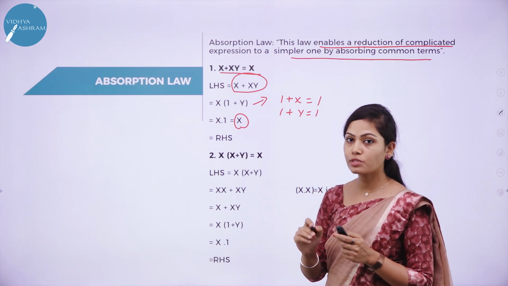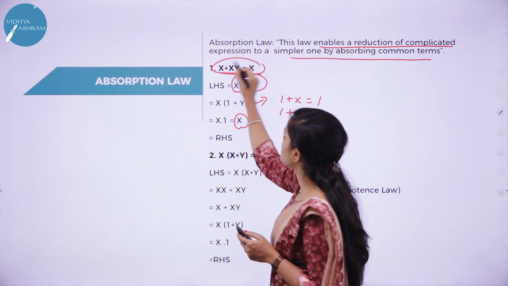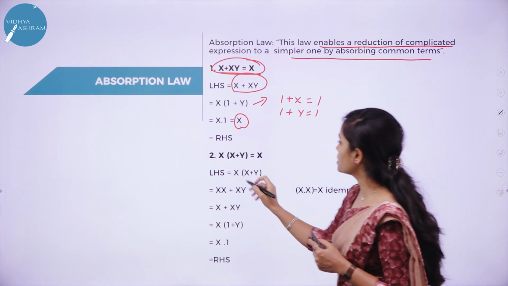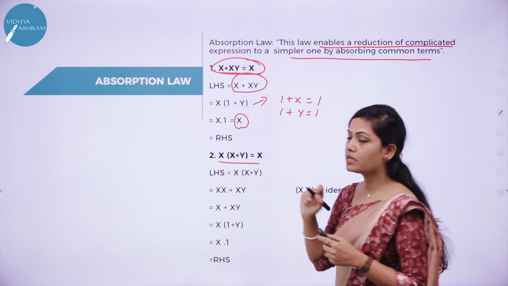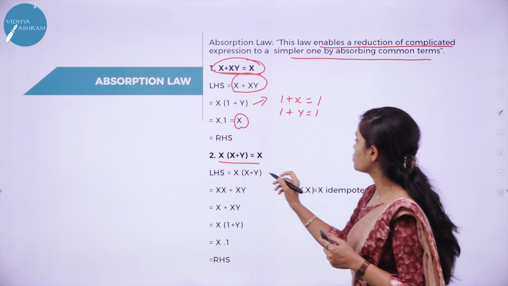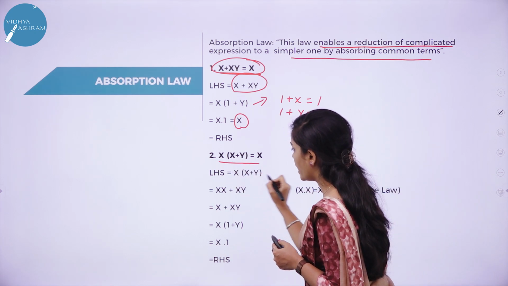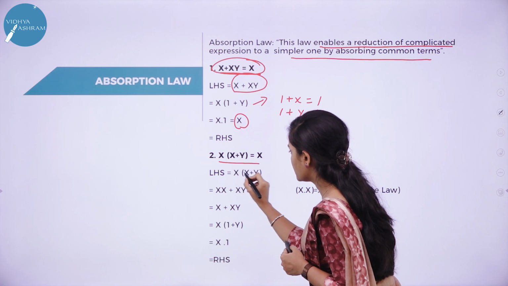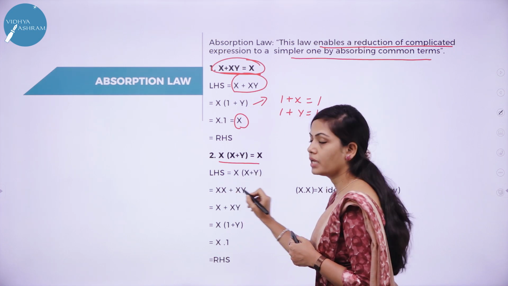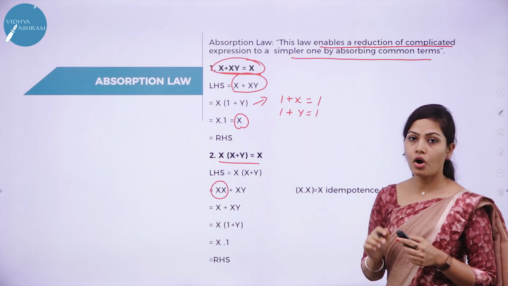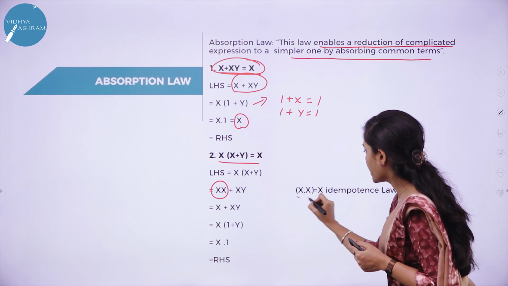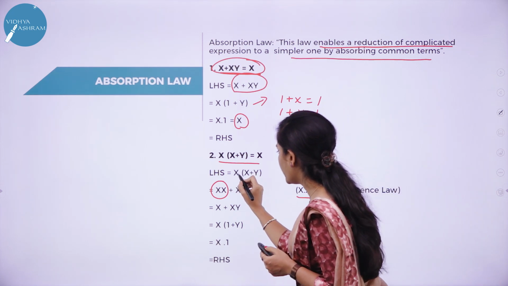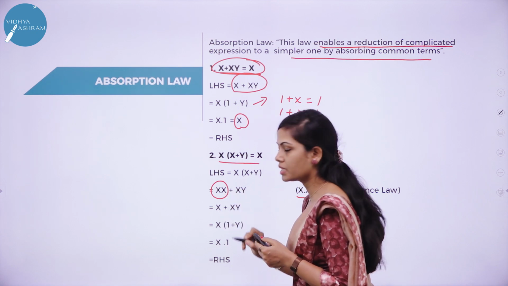So LHS is equal to x into (x plus y). Multiply this x into this term: x into x plus x into y, that is xx plus xy. Already I have explained x dot x is equal to x by the idempotence law. So in place of x dot x you can write x.